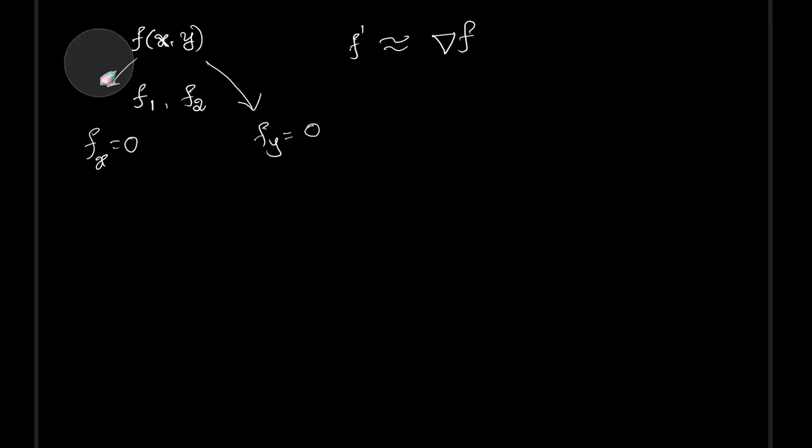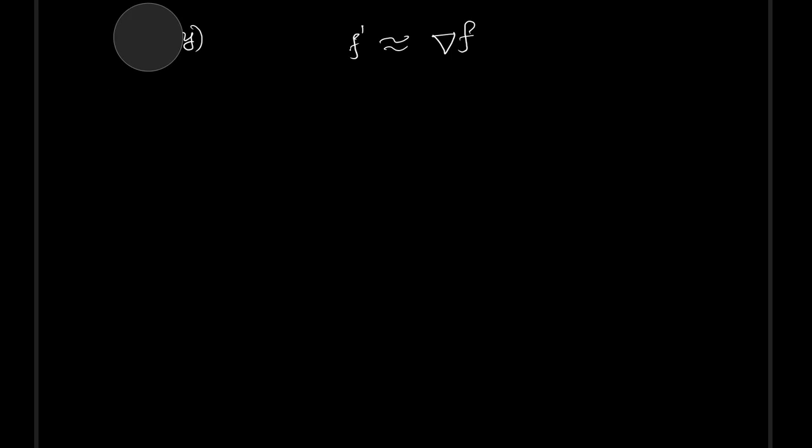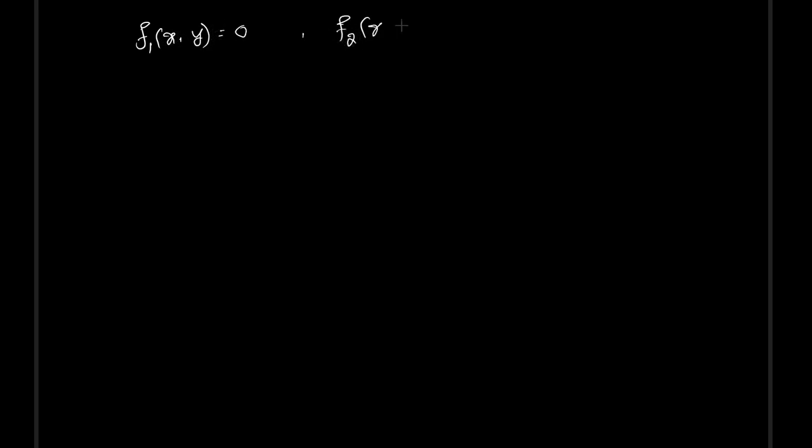So for this situation we need to know how to find approximate values of the roots of a vector valued function. So you actually have f1 of x comma y equal to 0, and similarly f2 of x comma y equal to 0. Okay, so now you are asked to find the roots of f1 and f2. It means you are looking for a point a comma b where both these functions are 0.